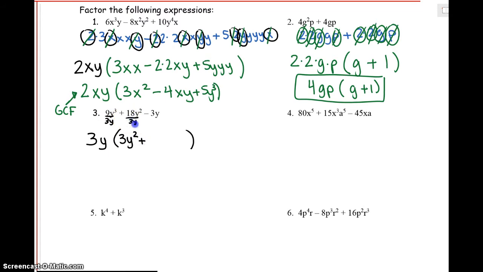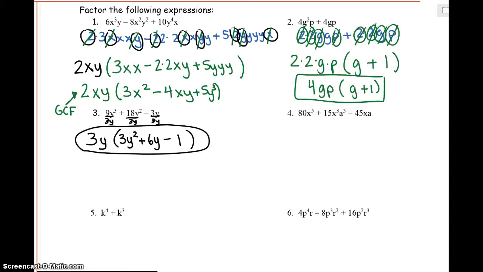Plus, let's divide by 3y again. 18 divided by 3 is 6. And the y's cancel out, so I'm left with just 1 y on top. Minus 3y divided by 3y is just 1. So this ends up being my expression. Now, if you are having a hard time seeing that, maybe expanding it out for the next couple of ones is a good idea for you.